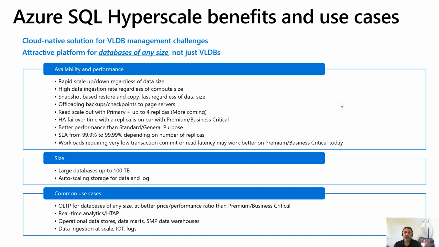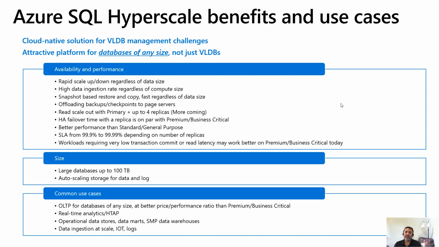There are still some workloads that require extremely low latency log commits in the 1 millisecond range, which are better suited to business critical than Hyperscale at this juncture. And we are working to close that gap. From a size perspective, we support up to 100 terabytes, and data and log storage management is pretty much automated. So, data and log will grow as the need grows.